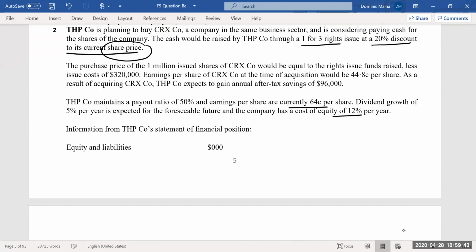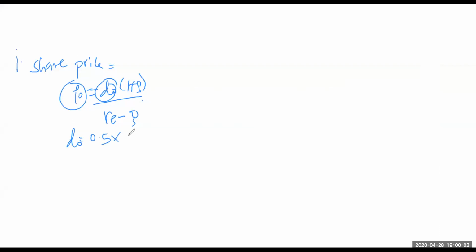The cost of equity is 12%. The growth in the dividend is equal to 5%. And the company pays 50% of the earnings of the company. I think we have all the variables we need to apply that model. Therefore, let me go back to my notes. Therefore, D naught is 0.5 of the earnings, 64 cents, to give us 32 cents, the cost of equity, and the G.